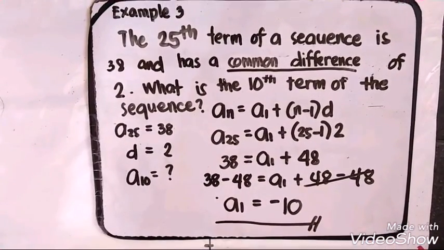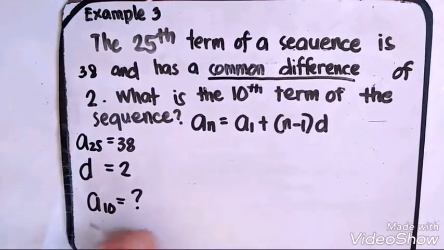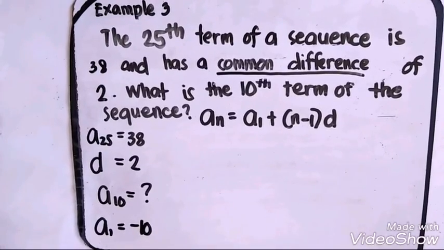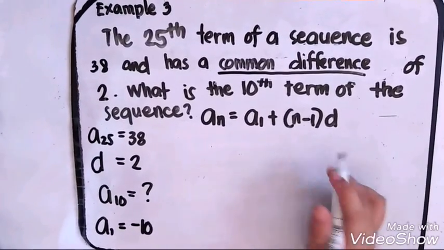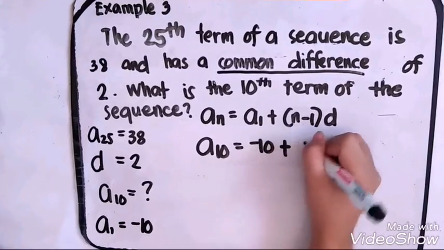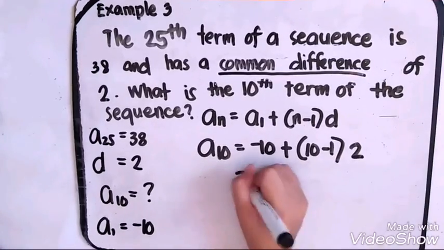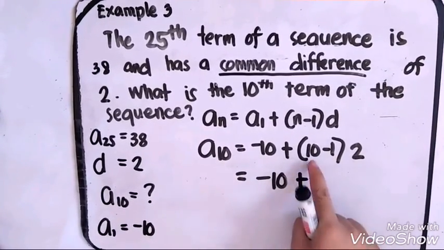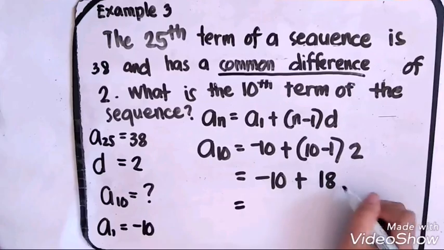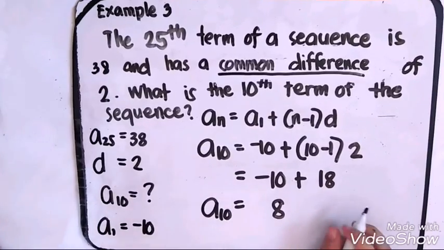Now that we have our a sub 1, we can find the value of our a sub 10, or the 10th term. We know that our a sub 1 here is negative 10. So in order to find the 10th term, we have to use the formula again. So a sub 10 is equal to a sub 1, which is negative 10, plus n, which is 10, minus 1 times 2. So negative 10 plus 10 minus 1 is 9, times 2 is 18. So negative 10 plus 18 is positive 8. So our a sub 10, or the 10th term, is 8.